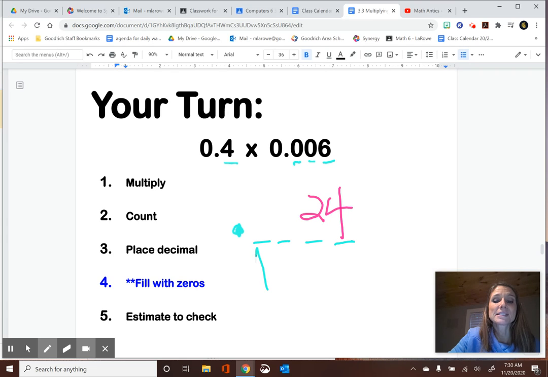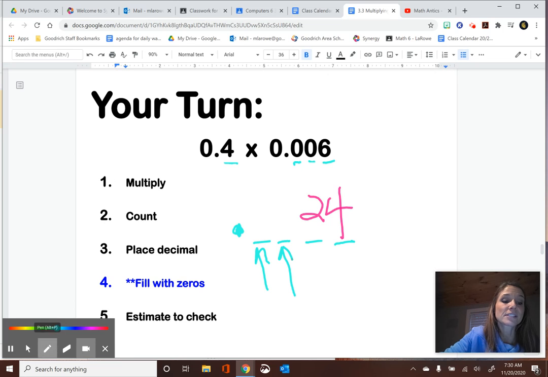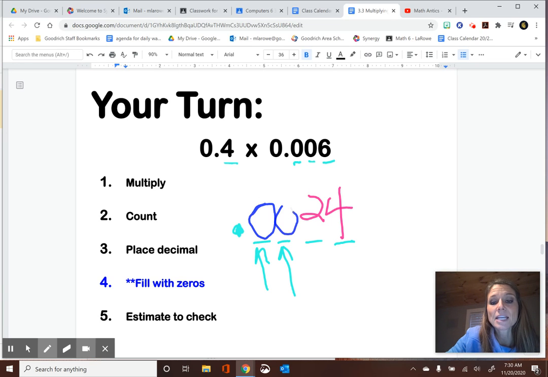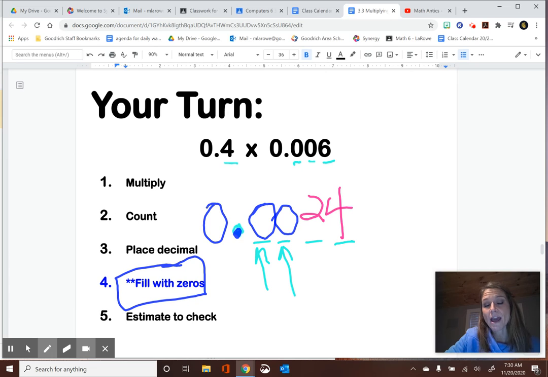But these empty spaces that don't have any digits in them need filler zeros. Otherwise, the 2-4 is going to slide on over and it's going to become 24 cents. To keep them way over there, we fill those empty places in with zeros. The decimal stays put, and your ones place can also have a zero in it as well. Estimate to check. It's a small value times about nothing, so that's why your answer is really tiny with a lot of zeros.